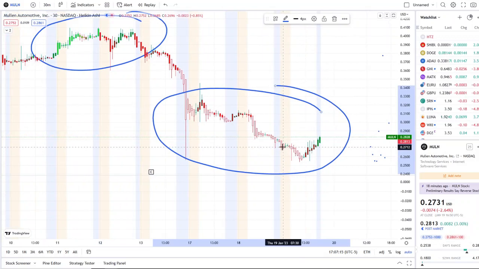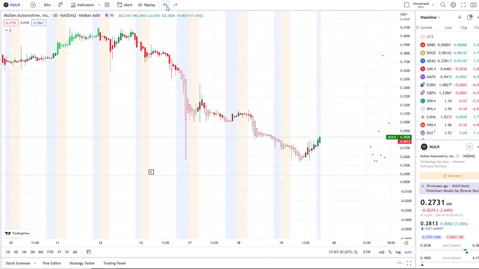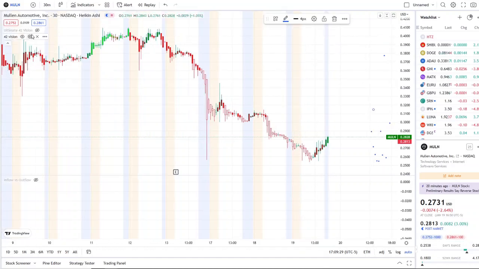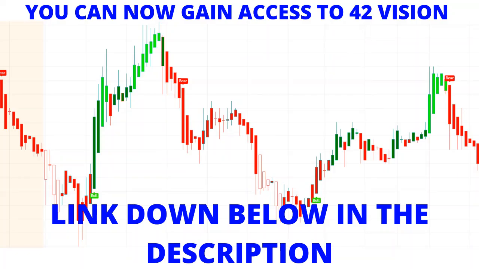If it's your first time coming across the channel, this is 42 vision, which allows us to see the dips from the rips and the rips to the dips and where the strength and weakness lies within the charts. And we also use our bull and bear indicators and inflow versus outflow as an extra layer of confirmation, which I'm going to pull up here.